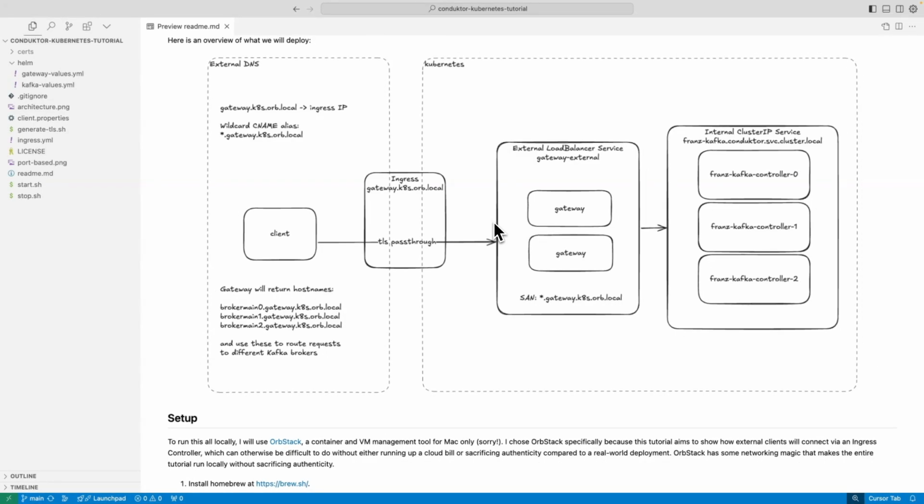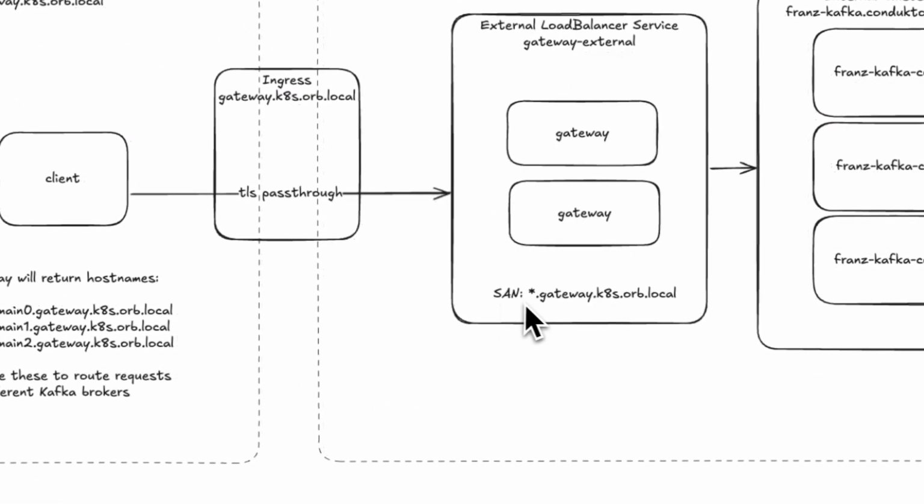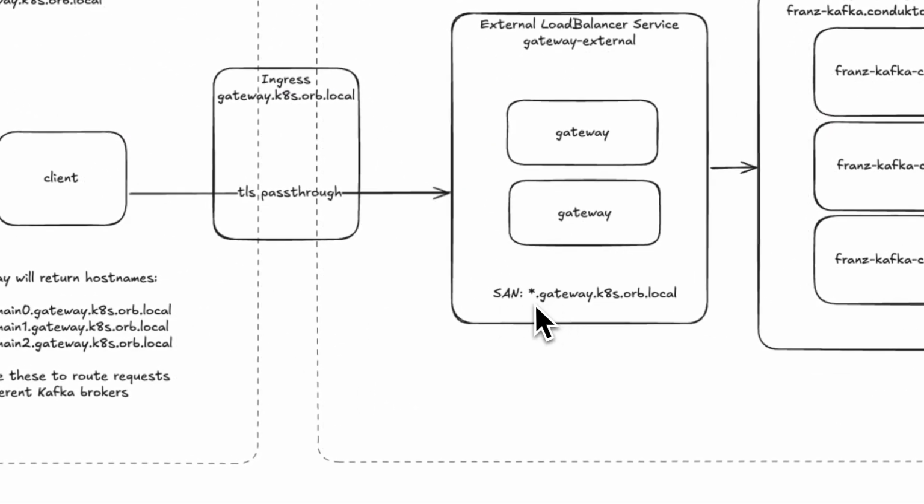There are three important things that get this to work. First is the subject alternate name of Gateway. So here we use a wildcard name, star.gateway.k8s.orb.local.